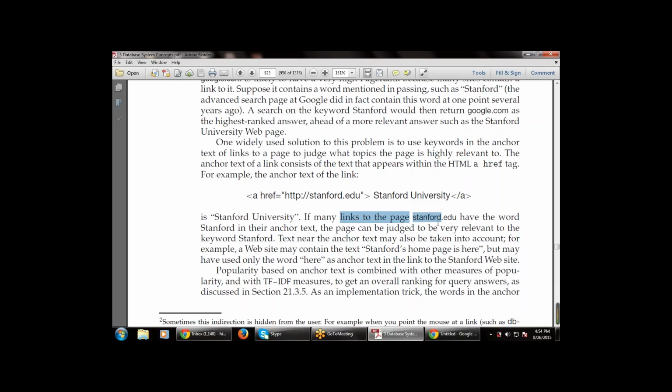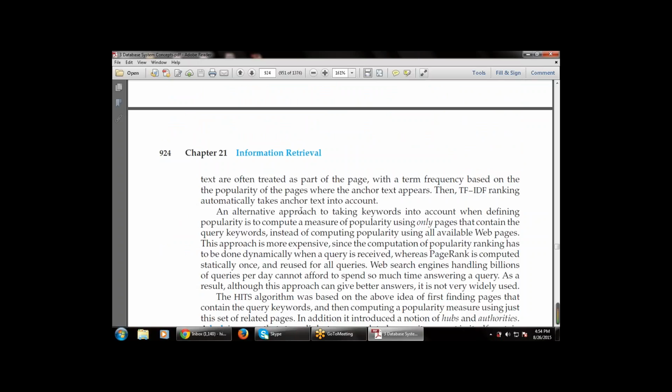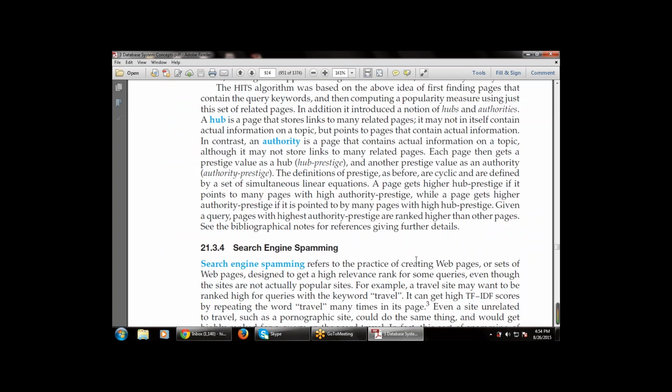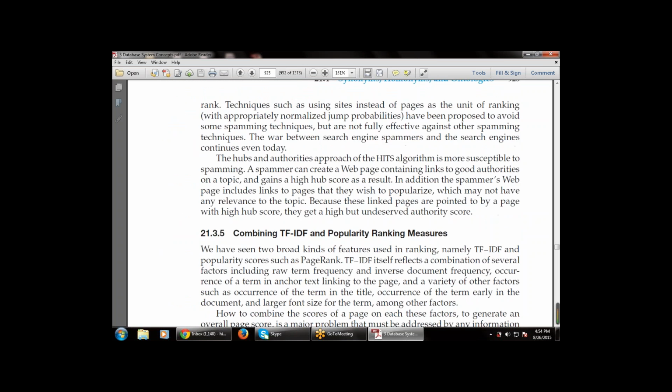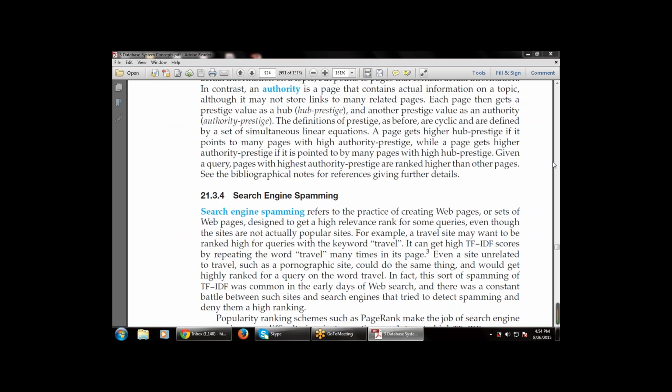If many links to the Stanford page have the word Stanford in their anchor text, the page can be judged relevant, and this can be used as a relevance measure. An alternative approach to using link counts when defining popularity is to compute popularity using only the pages that contain the query keyword.